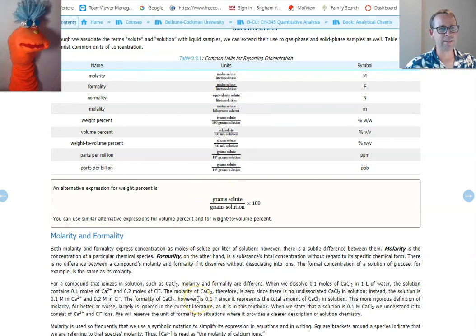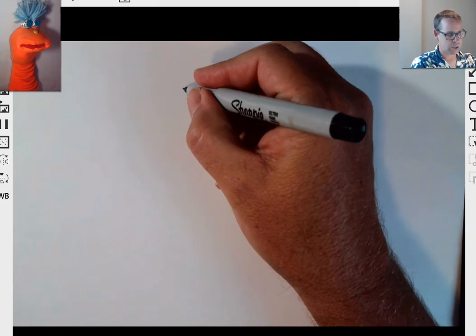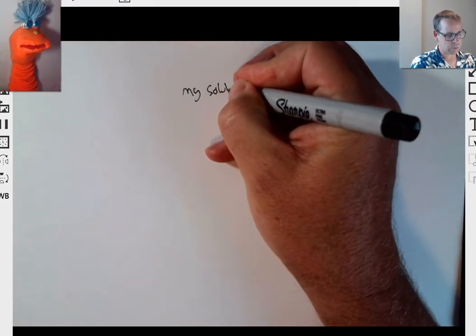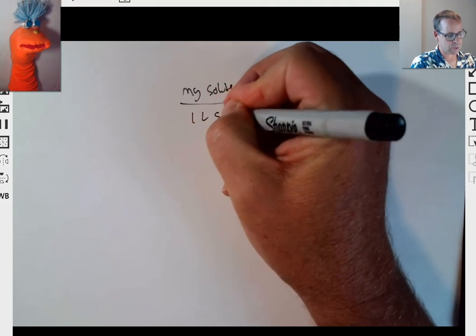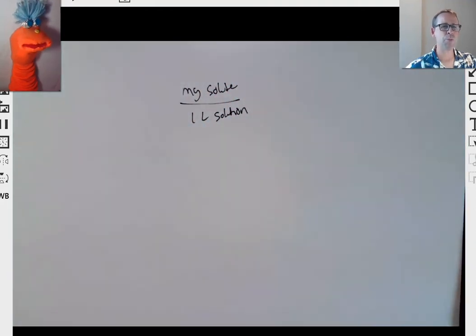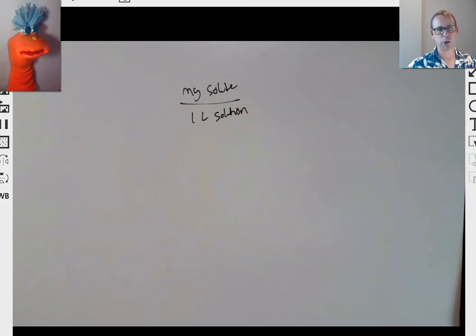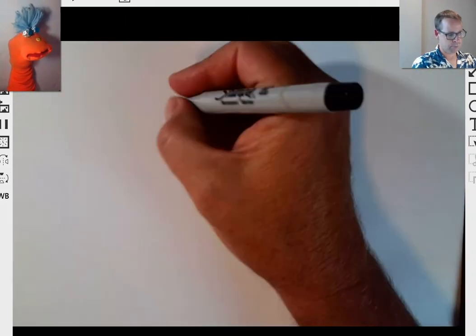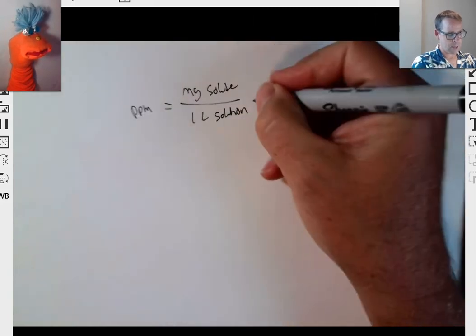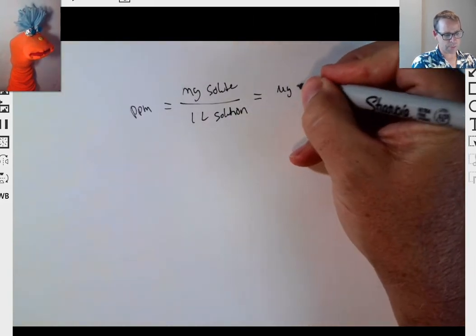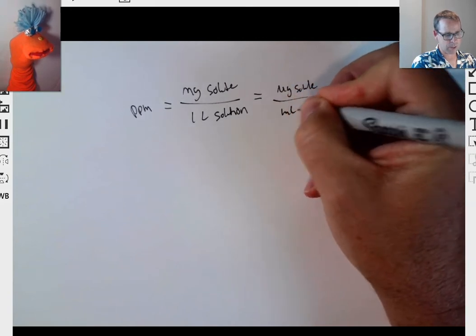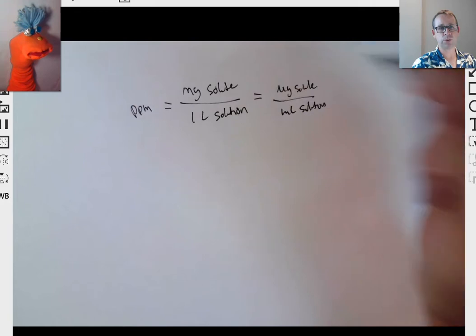But how do we remember that, and how do we use parts per million? Okay, so there's two things that you can do to remember parts per million. One is just to remember milligrams of solute for every 1 liter of solution. And I think most people generally just memorize that as parts per million. That's parts per million? That's right. And it can also be expressed as micrograms of solute for every milliliter of solution. You can see how those two are equal, hopefully.